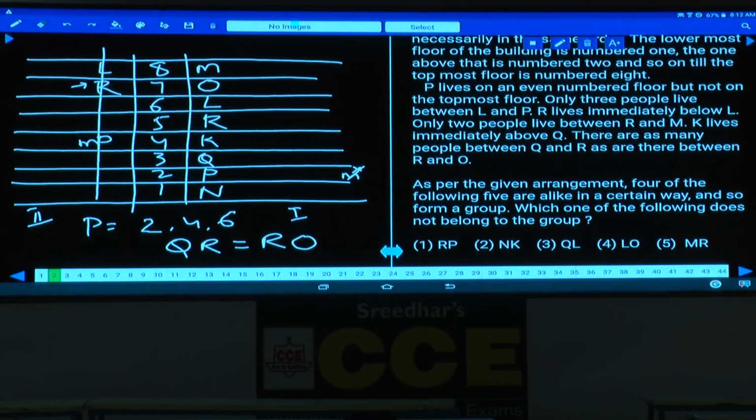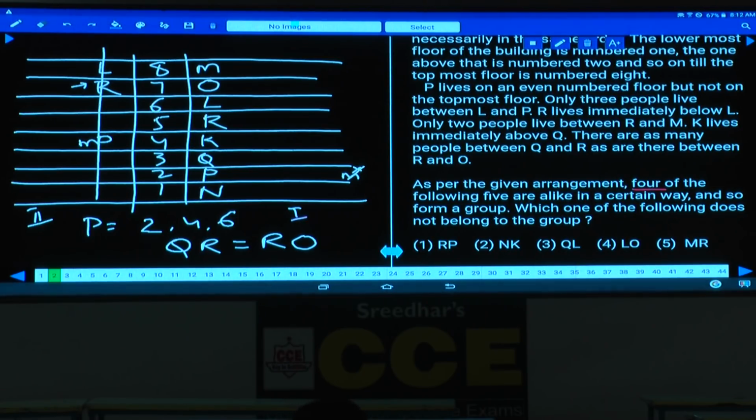That means 4 of the following, and no need to read the entire question, 4 out of the following itself represents, it is an odd man out question, isn't it? Odd man out means 4 must be in the same way, and 1 does not follow that pattern. Now R and P. What is the relation between R and P here? How many persons are there in between R and P? Between R and P there are 2 persons.